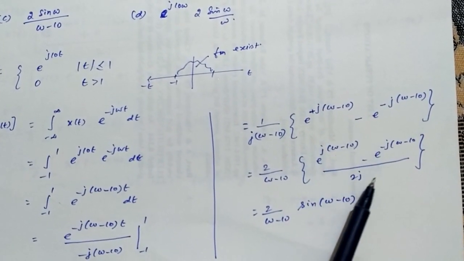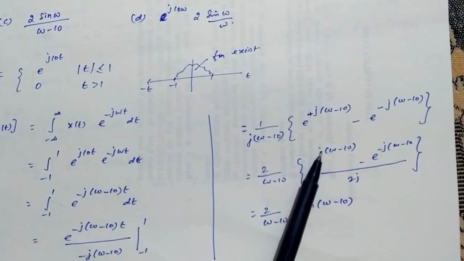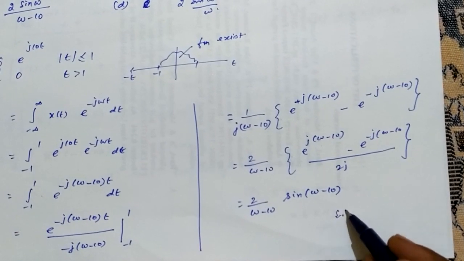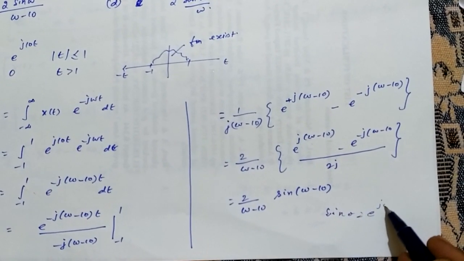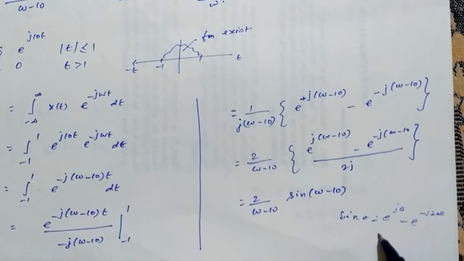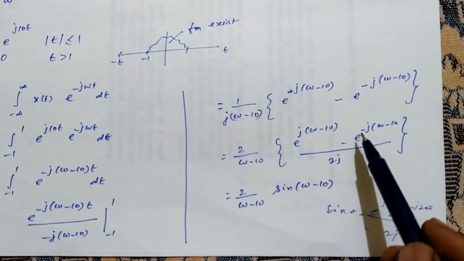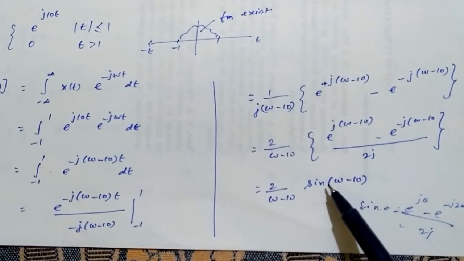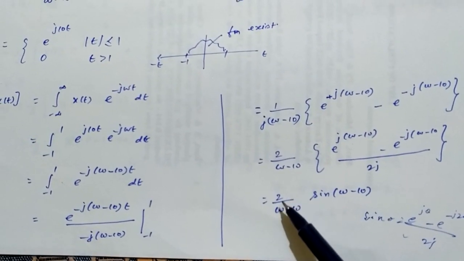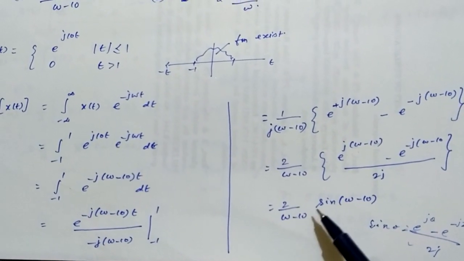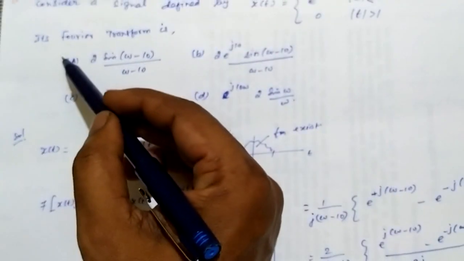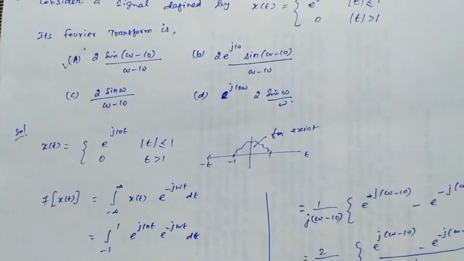This is in the sin theta formula. The sin theta formula is e power j theta minus e power minus j theta, divided by 2j. So for this we can write sin of omega minus 10. So the answer is 2 divided by omega minus 10, times sin of omega minus 10. This is the answer.